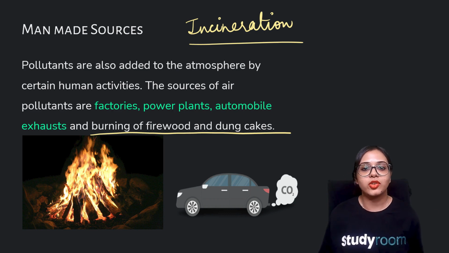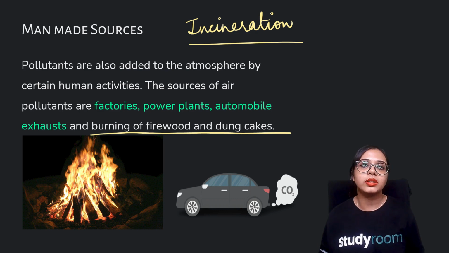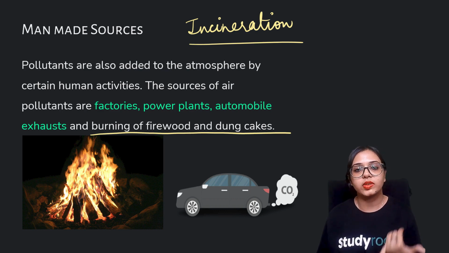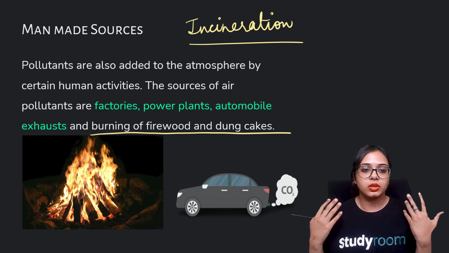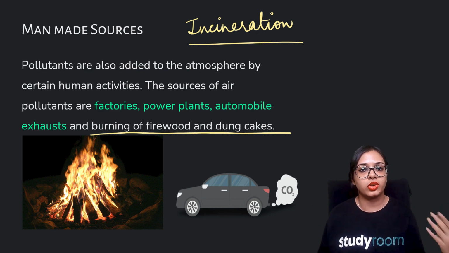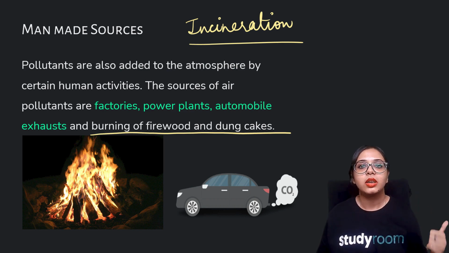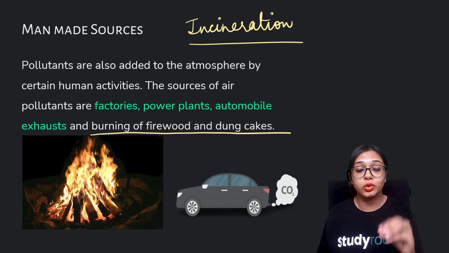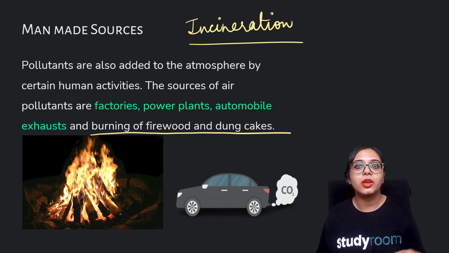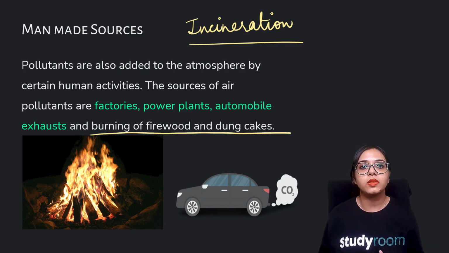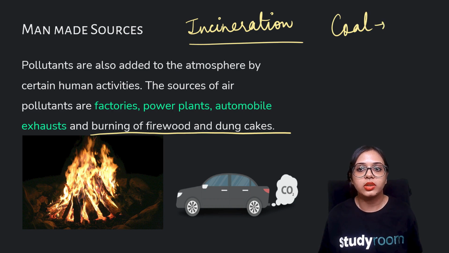So not just the factories, power plants, and automobile exhausts, but burning firewood as well. The result of burning firewood is, of course, that carbon dioxide gas is emitted and carbon monoxide gas is emitted. And you had seen in the previous chapter that you should not sleep in a room where some coal embers or some coal ashes are still burning, because coal leads to the production of carbon monoxide. And it was established earlier that carbon monoxide is a very, very poisonous gas.